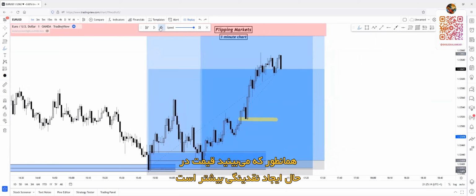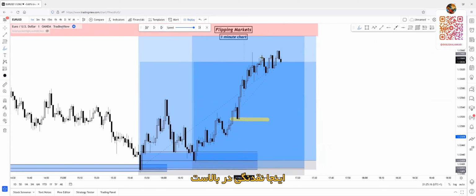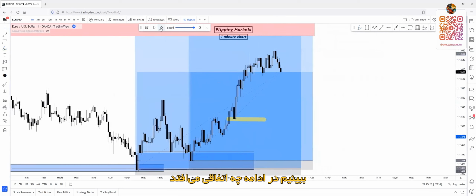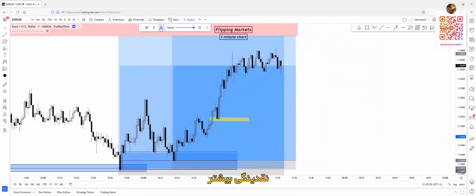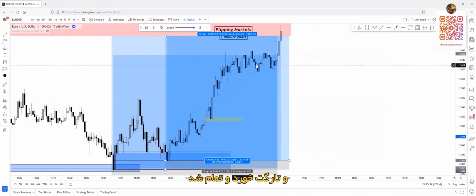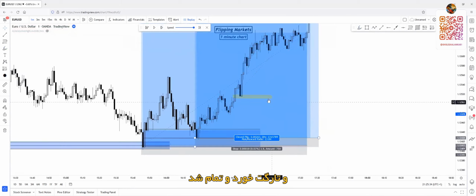Price is building up more liquidity, as you can see. So here's liquidity on the upside, here's liquidity on the downside, double taps on the upside, liquidity trend line on the downside. I still keep my stop loss. Let's see what happens next. More liquidity, and TP hit. Okay, so that's all.